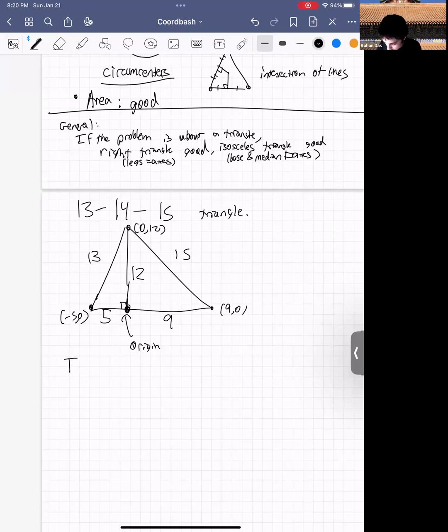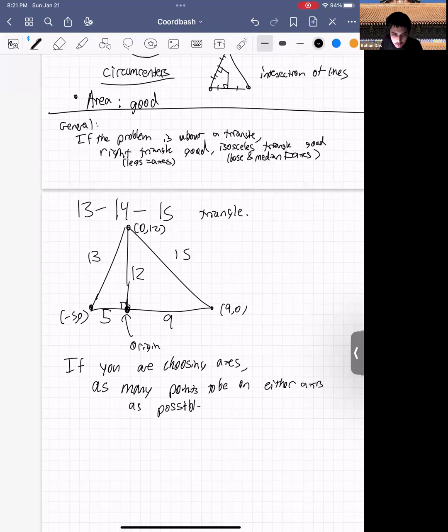And if you are just choosing axes, if it's not a right triangle or an isosceles triangle or a 13, 14, 15 triangle, and you're just trying to decide how you configure your bash, you want as many points to be on either axis as possible. This is not a concrete rule, but it's helpful because if a point is on an axis, one of its coordinates is 0, which greatly simplifies calculations.